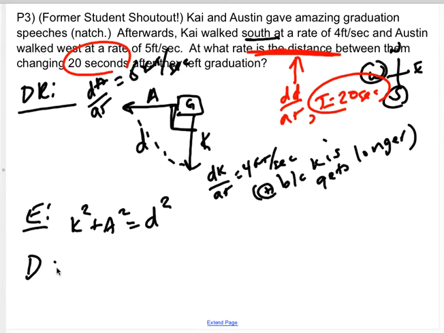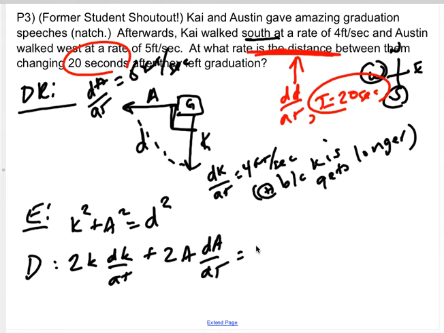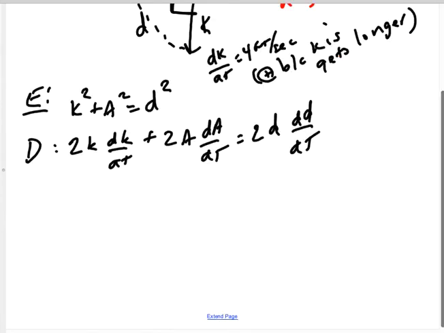So when I differentiate, I get 2K dK/dt plus 2A dA/dt equals 2D dD/dt. Now, as you saw in the last one, you might just want to divide everybody by 2 to make your life a little bit easier, right? Since every single one of these terms has a 2, you could divide by 2. This is the thing I'm trying to find, right?